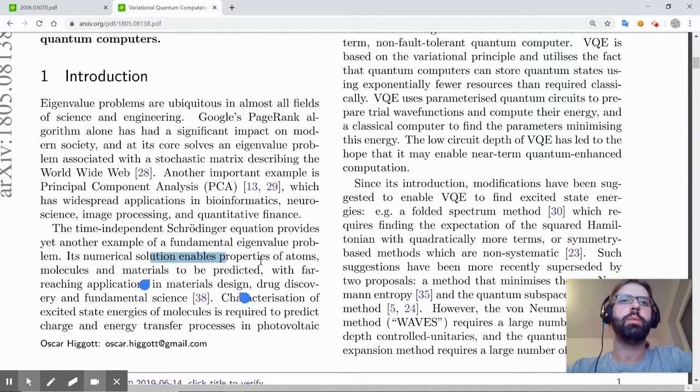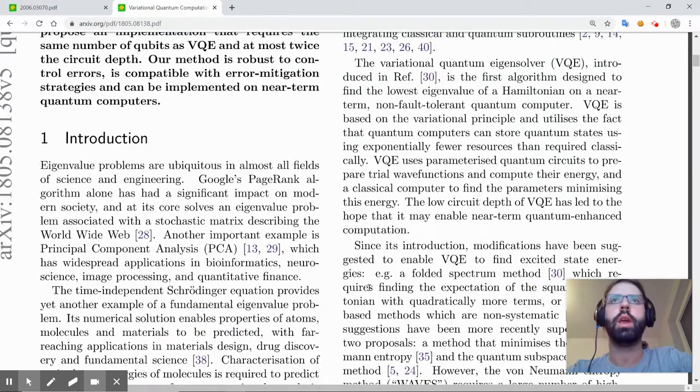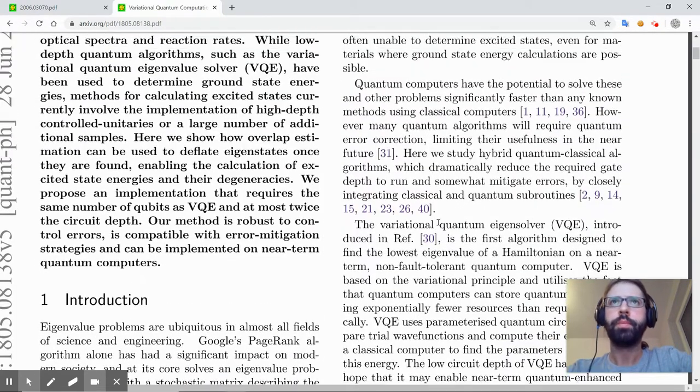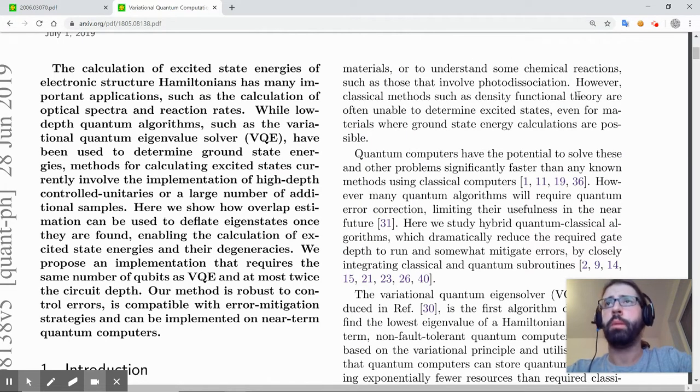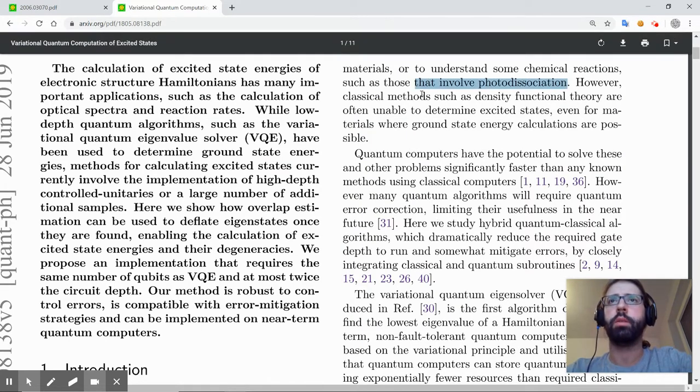Its numerical solution enables properties of atoms, molecules, and materials to be predicted, with far-reaching applications in materials design, drug discovery, etc. Characterization of excited state energies of molecules is required to predict charge and energy transfer processes in photovoltaic materials, or to understand some chemical reactions. However, classical methods such as density functional theory, and so on. Okay, quantum computers have the potential to solve these and other problems significantly faster.